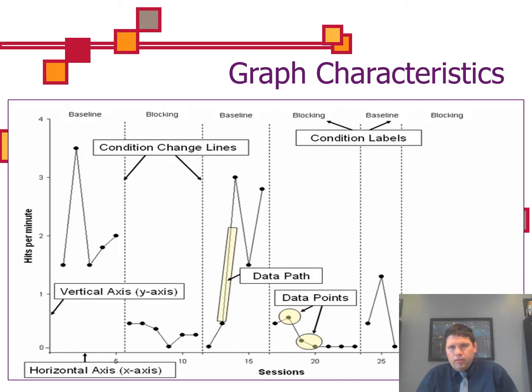The data points are individual points. We have the data path, which is the lines that connect the data points. And we have our condition labels up top here. So the main thing is time on the bottom, what you measure up and down, and the lines in the middle of the graph are indicators of when we make a change or do something different. Sometimes it's when the intervention begins or ends, or we start with baseline, then we go to intervention.